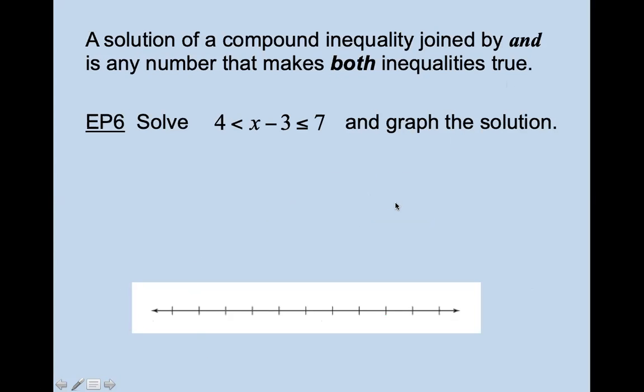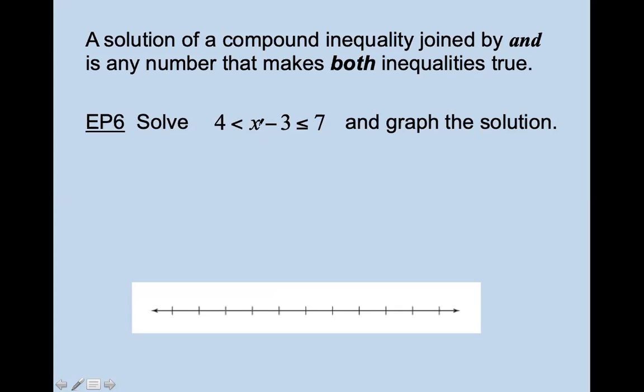So a solution of a combined inequality joined by and is any number that makes both inequalities true. So extra practice number 6 says, solve the inequality and graph the solution. So remember we talked about the fact that and, when we see one like this, says 4 is less than x minus 3 and less than or equal to 7. Because this is contained between these two numbers, 4 and 7, my graph is going to end up looking like this. It's an and inequality. So these are kind of fun to work with.